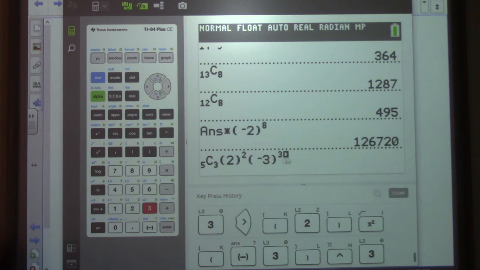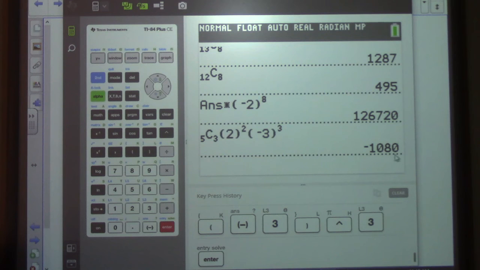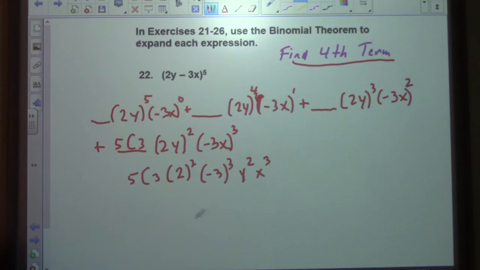So now we should just get our coefficient, whatever that is. So we get negative 1080, right? So negative 1080 y squared x to the third. Now usually you'll see these written with the y first and the x second, right? But that doesn't necessarily have to be the case, does it?